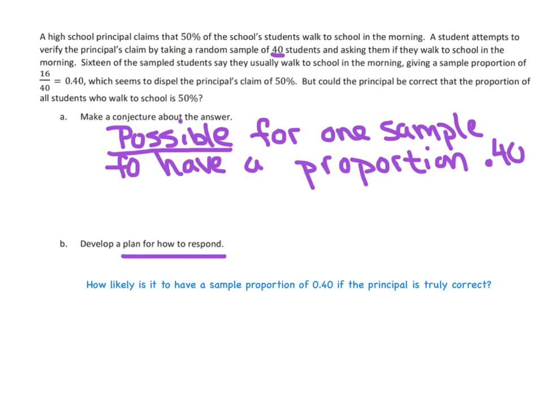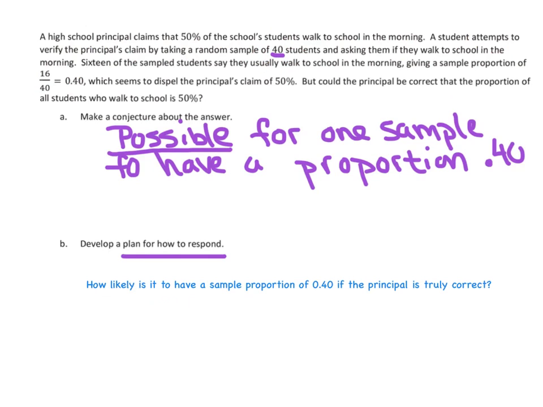And ultimately, we want to try to answer this question right here: how likely is it to have a sample proportion of 0.4, assuming the principal was correct? And we don't have the time, energy, or resources to go out and repeat this survey over and over again. Theoretically, we'd like to do exactly what you just did here once and repeat it another 50 times, just keep grabbing another random sample of 40, and another one and another one. But again, we don't have the resources.